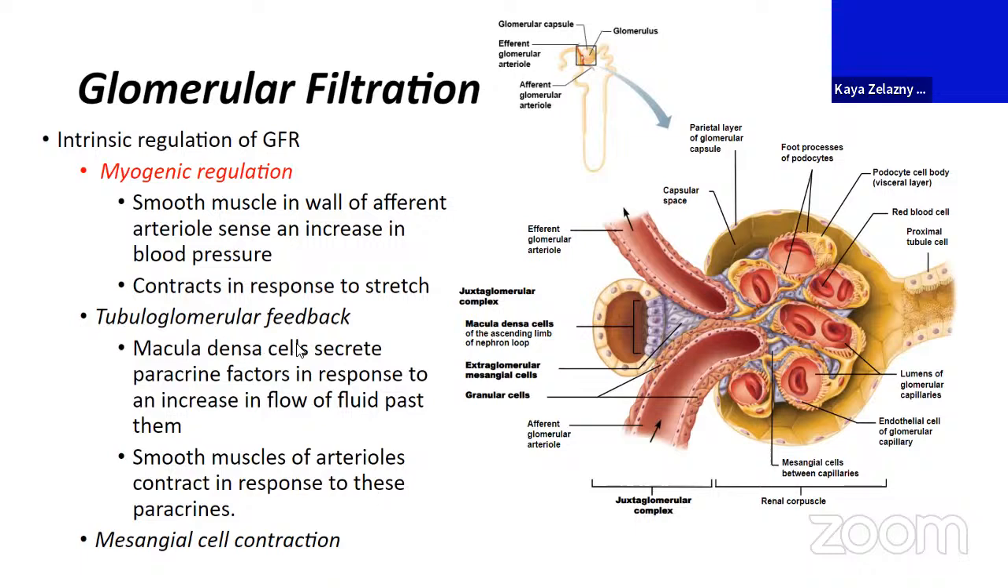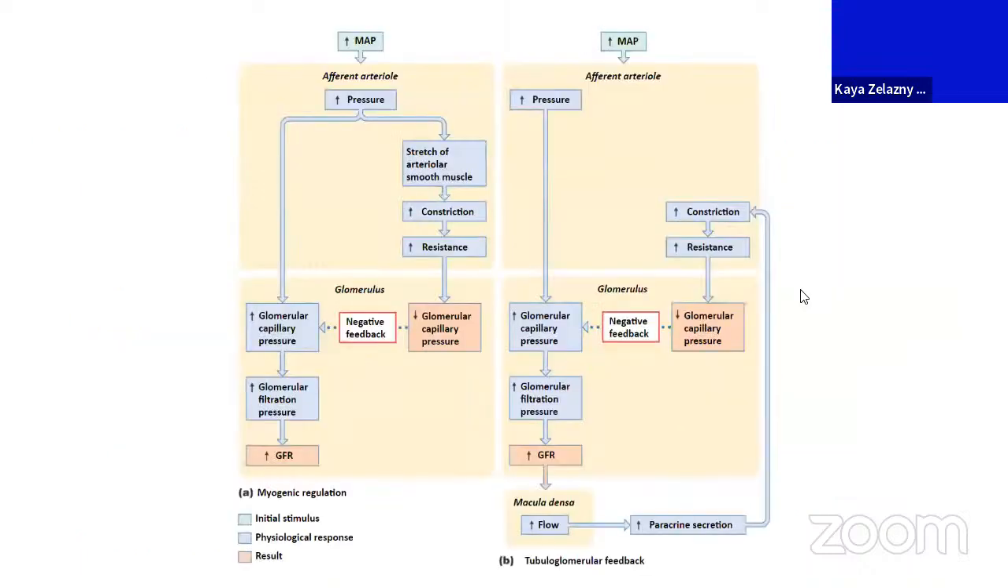And finally, we had mesangial cell contraction, which is really just altering this filtration barrier using some of the mesangial cells that are interspersed among these loops of the capillary. So we can basically make it a little harder for fluid to escape that capillary bed, lowering our filtration by reducing the surface area of the capillary. So those are ways of intrinsically regulating our glomerular filtration rate.